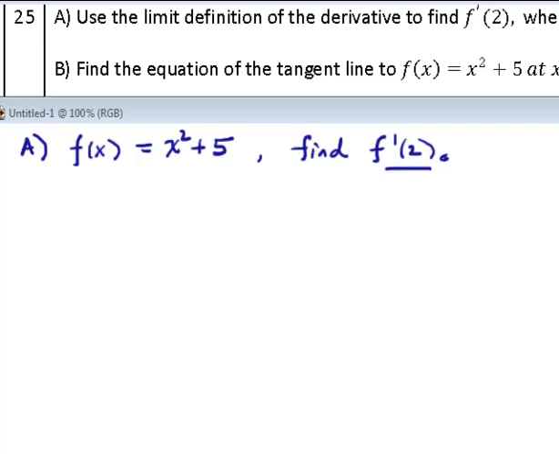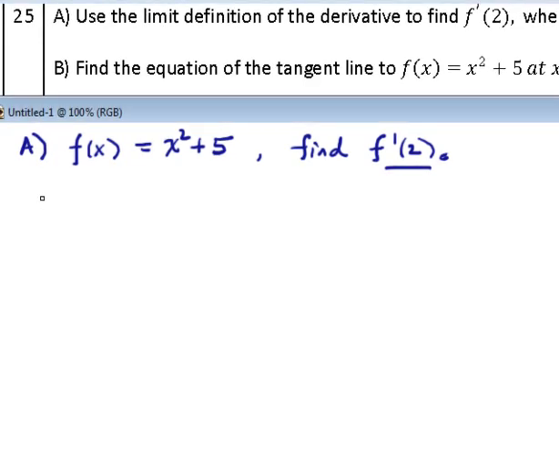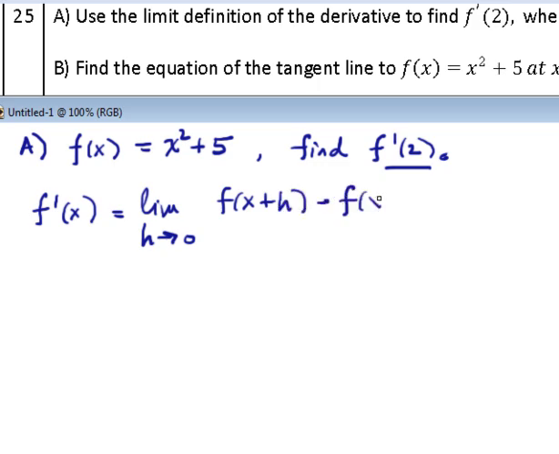In number 25, we want to use the limit definition to find the derivative f prime of 2, where our function is x squared plus 5. So let's remember what the limit definition is. In general, f prime of x is the limit as h goes to 0 of f of x plus h minus f of x, divided by h.